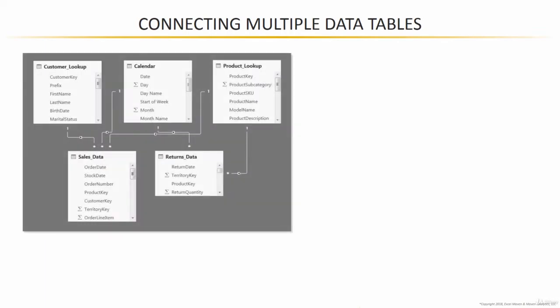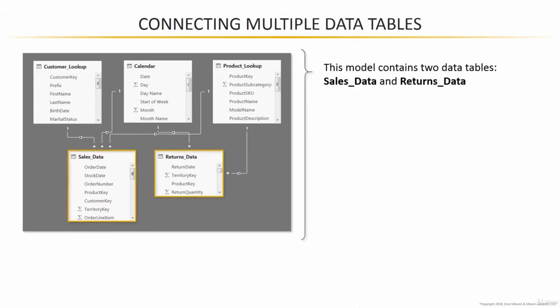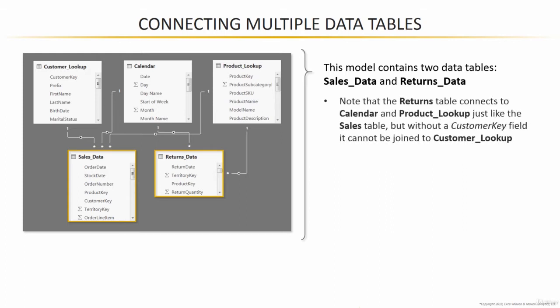In this particular case, we've got a simplified model with 3 lookup tables: customer lookup, calendar and product lookup, and 2 data tables: sales data and returns data, each with its own set of dates and other foreign keys. But take a minute and look at the relationships here. What you'll notice is that the sales data is connected with one-to-many relationships to all 3 of the lookups: customer lookup, calendar, and product lookup. But the thing is, the returns data is only connected to the calendar and the product lookup. We don't have any way to connect returns data to customer lookup since we don't have a foreign customer key.